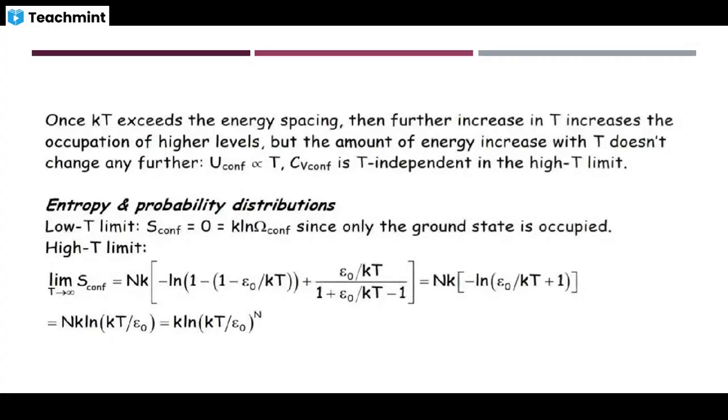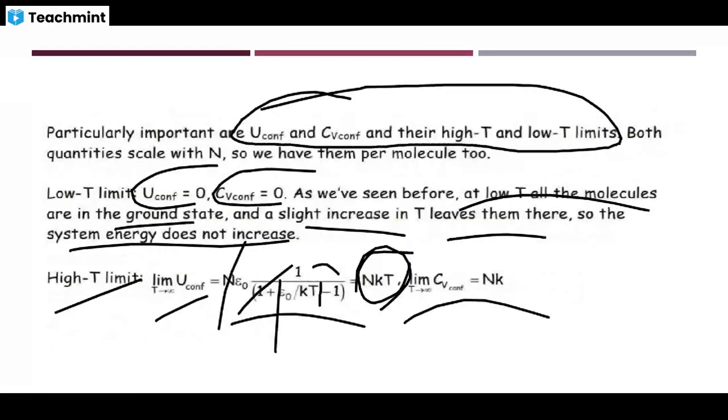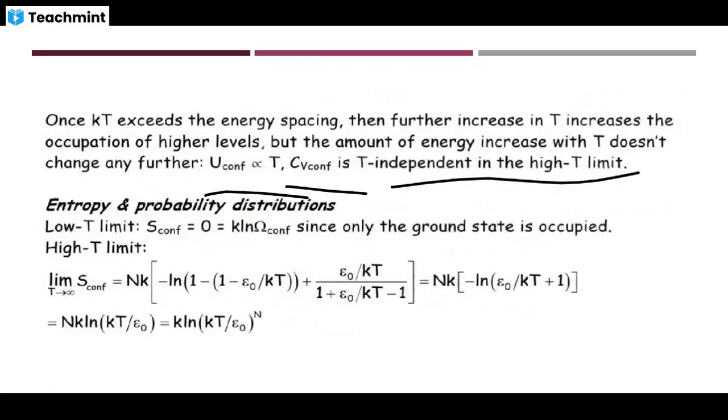Once the kT exceeds the temperature energy spacing, then further increasing temperature increases the occupation of higher levels. But the amount of energy increase with the temperature does not change any further. So U configurational is directly proportional to temperature, but the CV is independent in the higher temperature limit. Because you see the U configurational is nothing but nkT, it is directly proportional to temperature, but CV is independent of temperature. Because we already see, at a higher temperature the CV does not change very much. Independent of temperature.